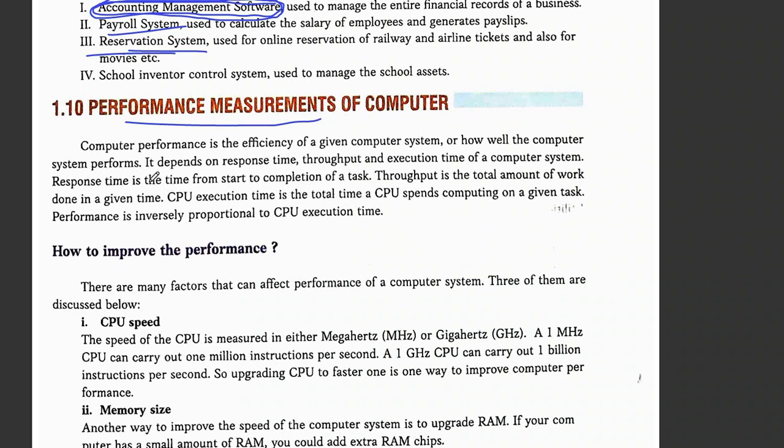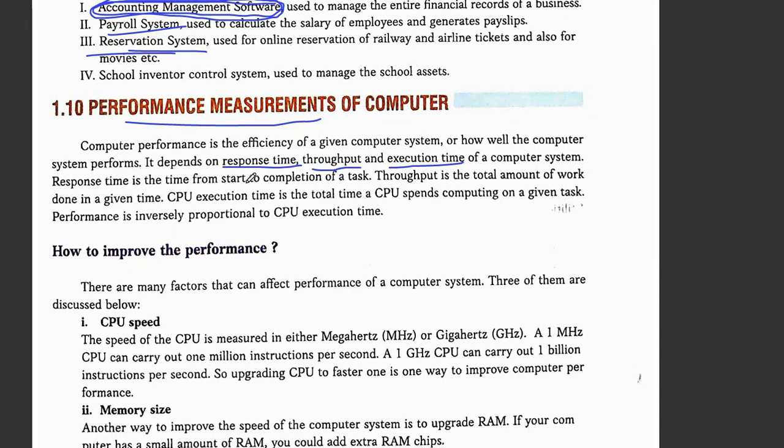Okay? You have to remember these again. These are definitions. So computer performance depends on the response time, throughput and execution time of the computer. So when you are asked how you measure the performance of a computer, you have to tell that we measure the performance of a computer by calculating the response time, throughput and execution time.